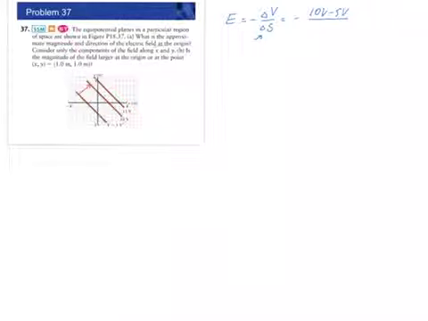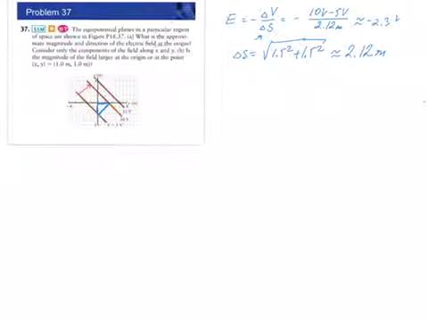The easiest way is to look at these points. So delta S can be found from the Pythagorean theorem. This is 1.5 and this is 1.5, so it's the square root of 1.5 meters squared plus 1.5 meters squared. It's approximately 2.12 meters. So you have to divide by 2.12 meters. And this is approximately equal to 2.3 volts per meter. So what does it mean?